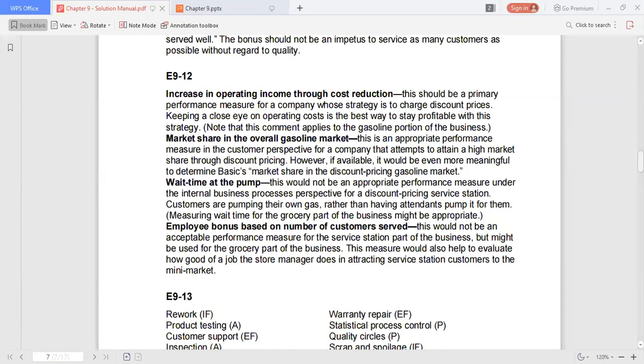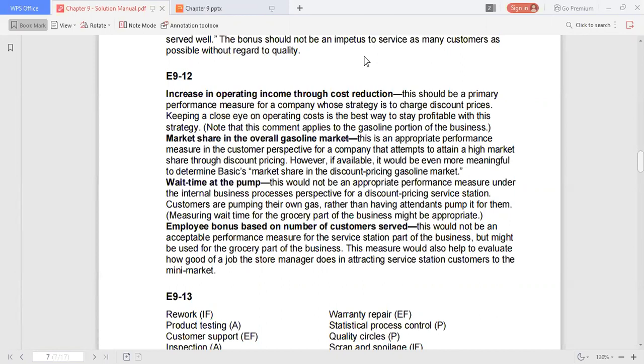Its balanced scorecard performance measures include increase in operating income through cost reduction, that's under financial; market share in the overall gasoline market, customer; wait time at the pump, internal business process; and store manager and employee bonus based on number of customers served, learning and growth. Indicate whether each of these measures is appropriate given Basic's strategy. So we now have E9-12, increase in operating income through cost reduction.